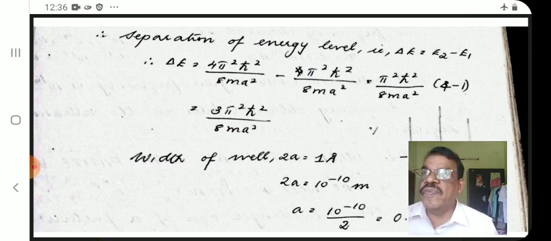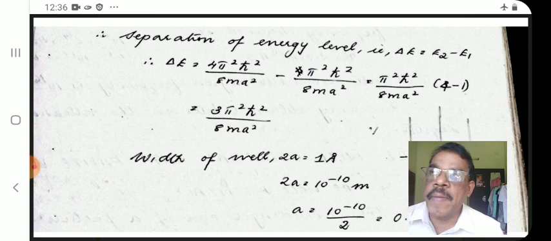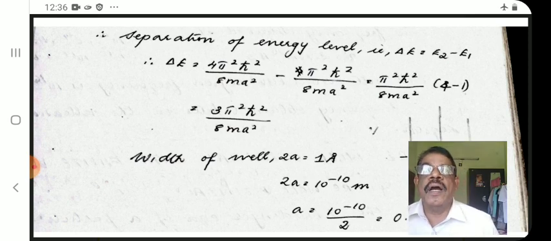The difference between those two levels we call delta E. That is, delta E is E2 minus E1. That is delta E equals 4 pi square h cut square by 8m a square minus pi square h cut square by 8m a square, equal to 3 pi square h cut square by 8m a square, because we have taken a common factor. 4 minus 1 is 3. 3 pi square h cut square by 8m a square.